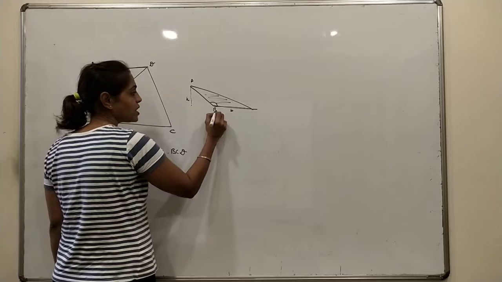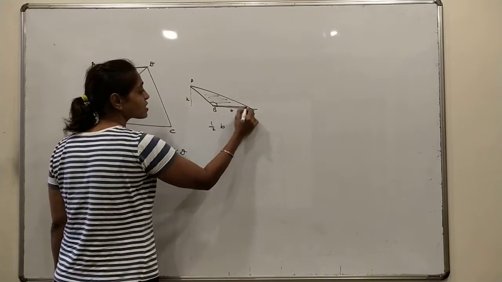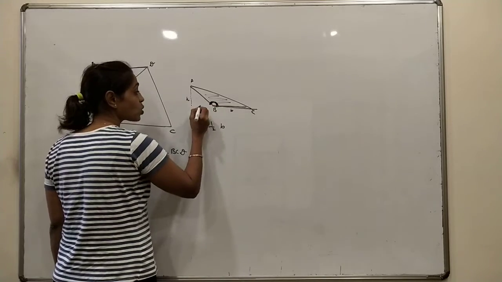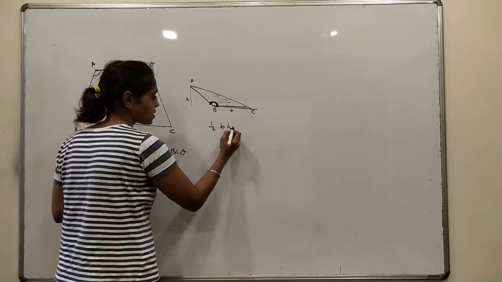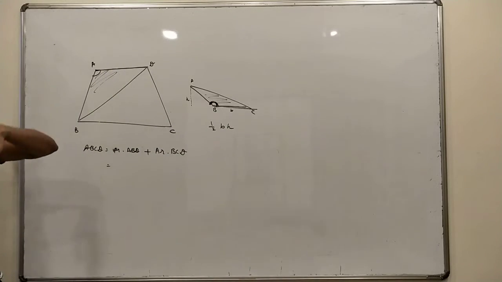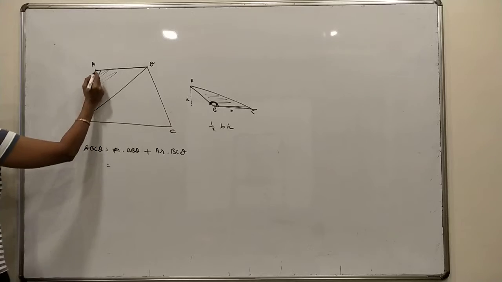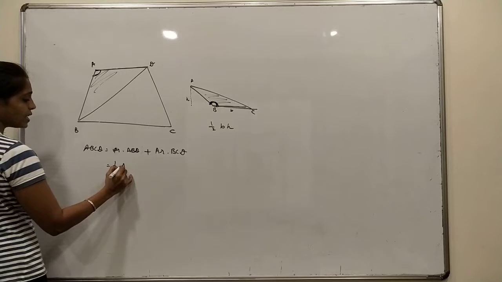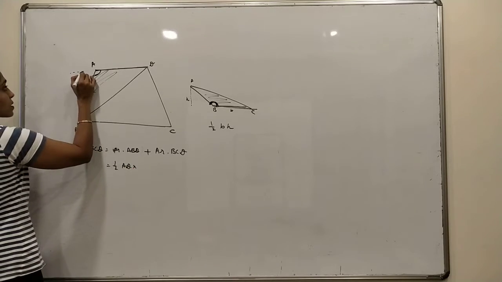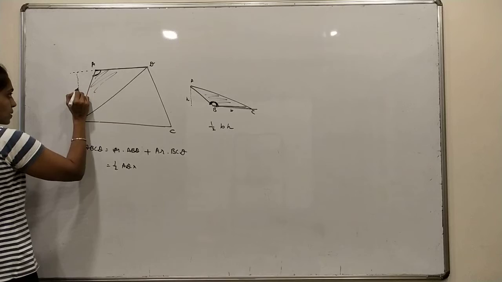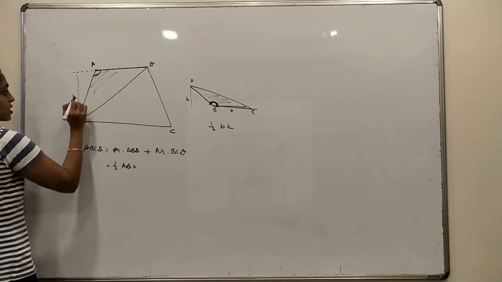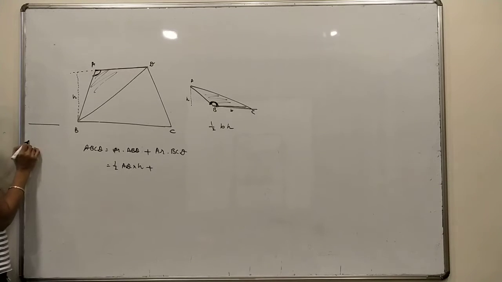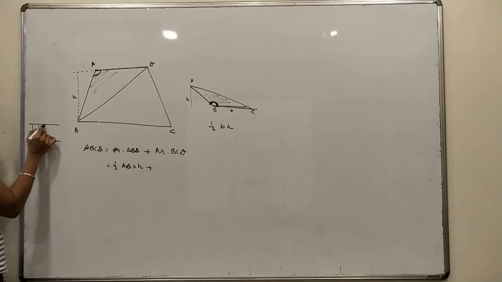So for this triangle, the area is 1/2 of base, this base, because of this obtuse angle, the height will be outside the triangle, that's base into height. The height is not inside the triangle. So as this is an obtuse angle triangle, 1/2 of base AD, and the height is that, base into height, right? But we know that between two parallel lines the height is same, right?